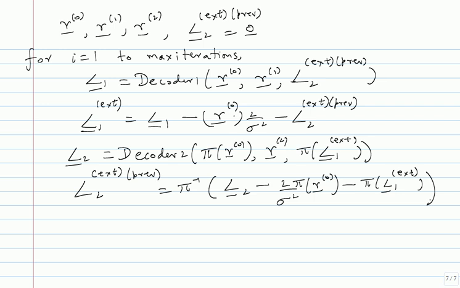And then you finish it up. Then make decisions based on L2. If L2i is greater than 0, you say the bit was 0, otherwise you say the bit was 1. Sounds very simple.